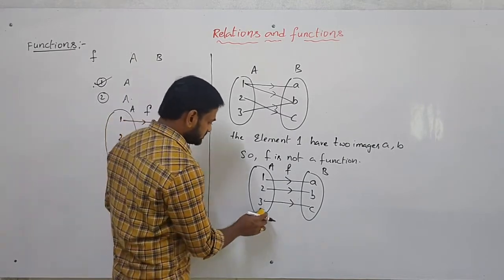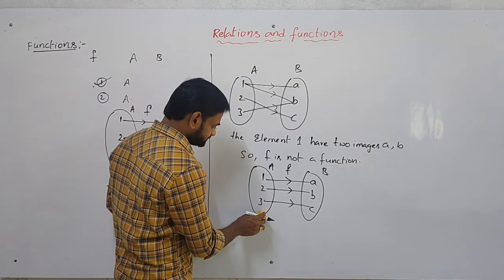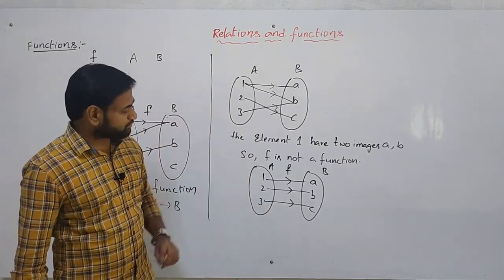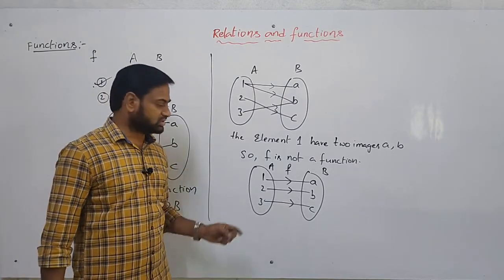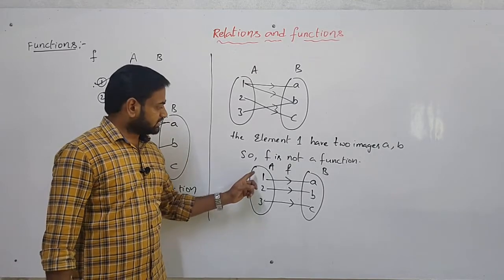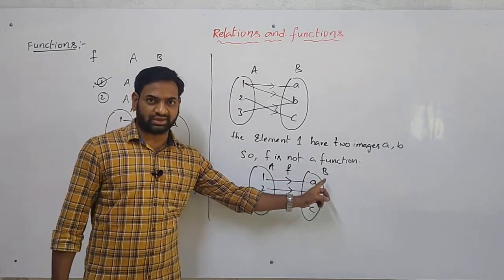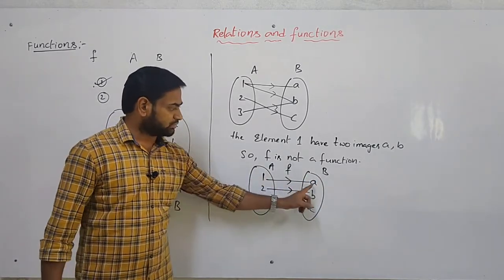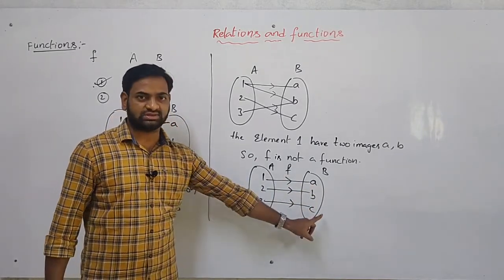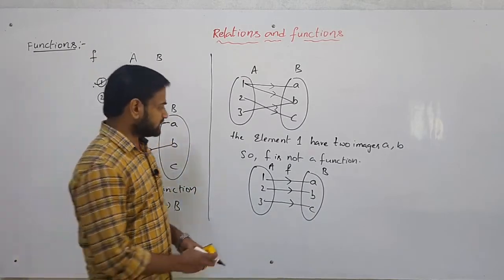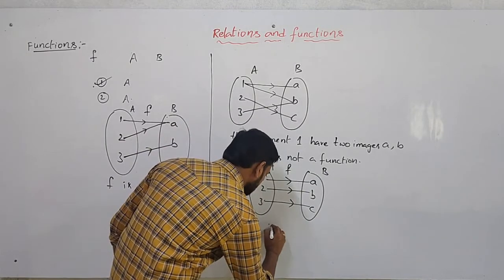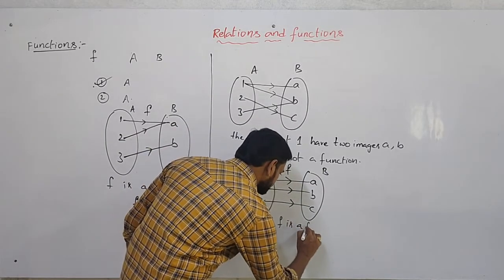Suppose I eliminated 5. I deleted 5. There is no 5 here. Now it is a function because every element is in the mapping and every element has only one image. For 1, the image is A. For 2, only one image, B. For 3, only one image, C. Therefore, f is a function.